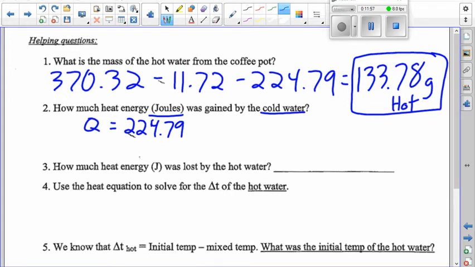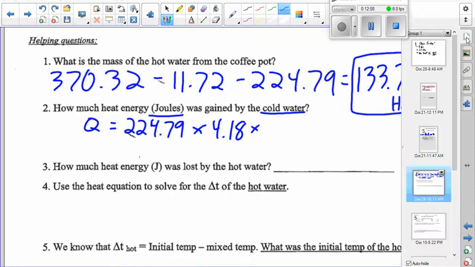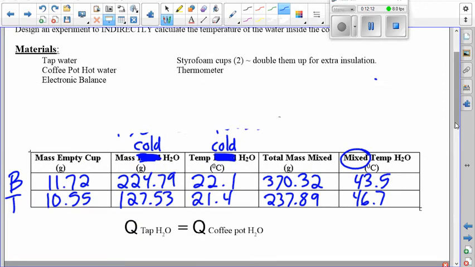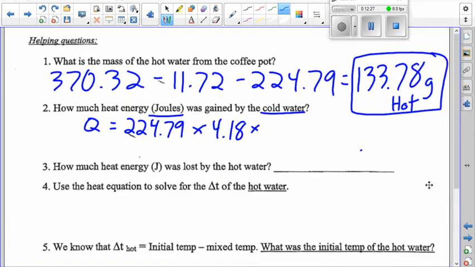What is the C of cold water? 4.18. Exactly. It's liquid water, so we're 4.18. Now, what was the delta T? Well, let's see here. His cold water started at 22.1 and it went all the way up to 43.5. So the difference between these two, I think Zach had that on his paper. What's the difference between 22.1 and 43.5? 21.4. Yes, sir. Wonderful.